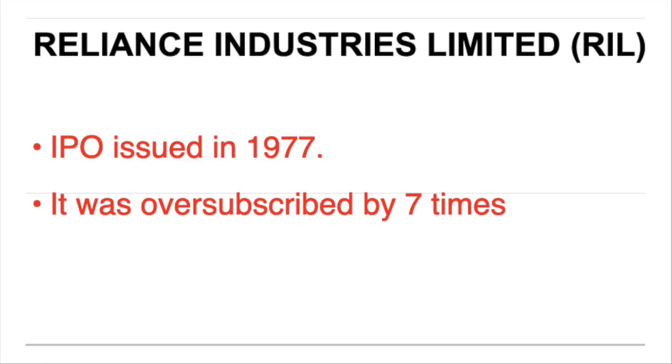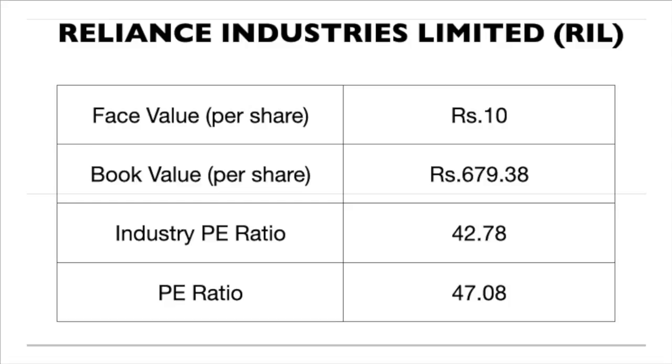The Reliance Industries IPO was issued in 1977 and was oversubscribed 7 times. Face value is rupees 10, book value is 679 rupees, and industry PE is 42.78. That means the sector PE is 42.78 and the PE ratio of Reliance is 47.08.